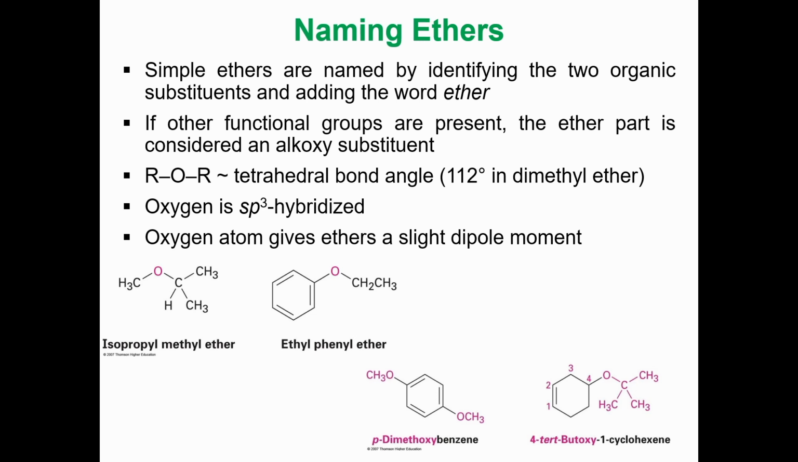Now, the ether bond is tetrahedral, with a bond angle of 112 degrees in dimethyl ether. The oxygen in ether is sp3 hybridized. The oxygen atom gives ether a slight dipole moment. In this example, we have isopropyl methyl ether and ethyl phenyl ether. Why is it ethyl phenyl? Because ethyl is smaller and phenyl is bigger, so we call it ethyl phenyl ether.